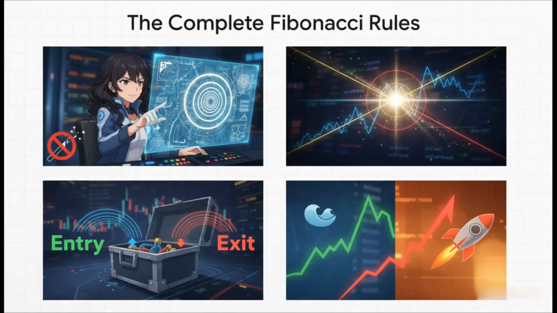Okay, let's boil this all down. If you walk away with anything today, make it these 4 rules. Rule 1, it's a map, not magic. Rule 2, always, and I mean always, look for confluence. That one's non-negotiable. Rule 3, use the right tool for the right job. Retracements to get in, extensions to get out. And rule 4, adapt to the market. Deep levels for normal trends, shallow levels for the really strong ones.